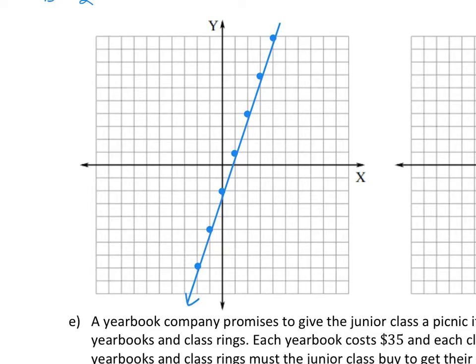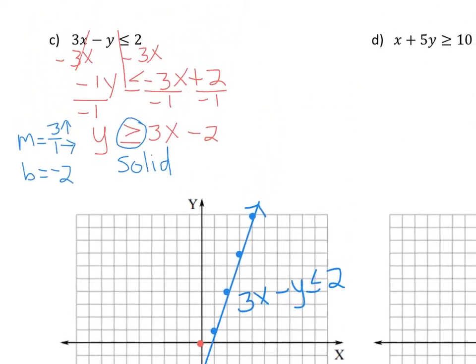Put our arrows, and then let's go ahead and label it. 3x minus y is less than or equal to 2. Okay, our test point. 0, 0 is not on the line, so we can go ahead and use 0, 0 as our test point.